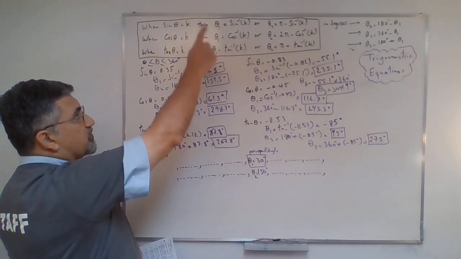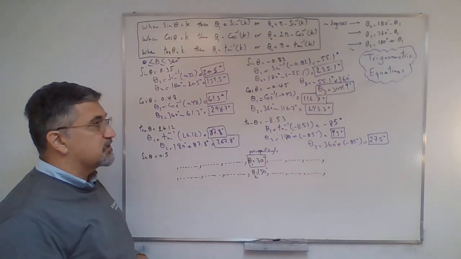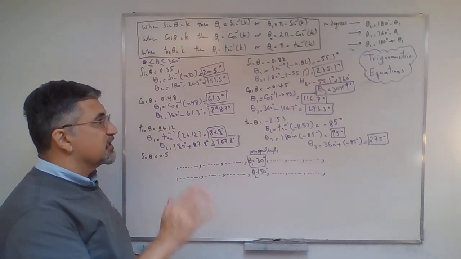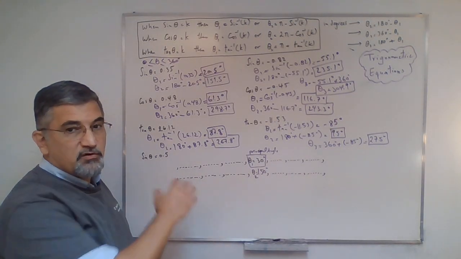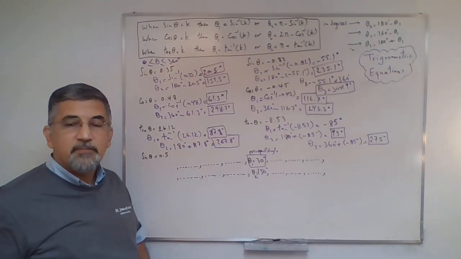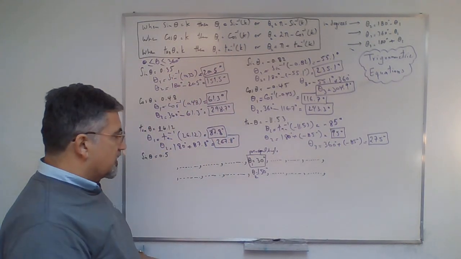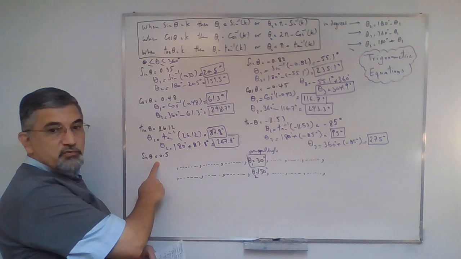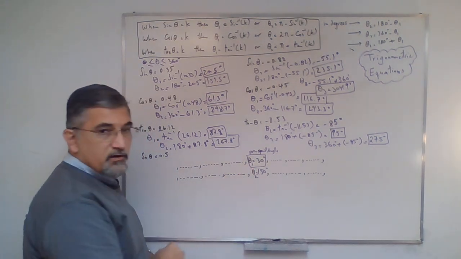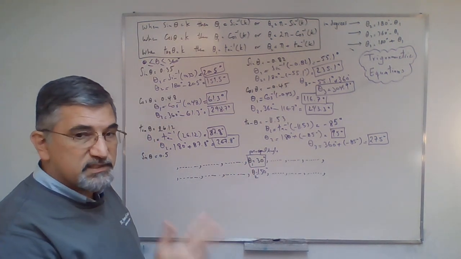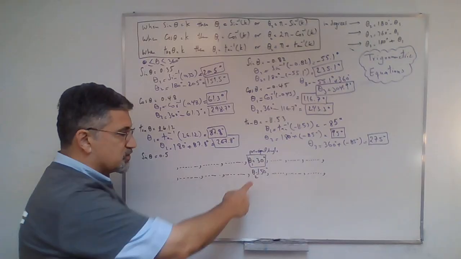So remember, those three formulas are becoming very handy, and you can actually solve any kind of simple trigonometric equation like all of these using those three formulas and those simple rules. For this equation, sine theta equals 0.5, I mentioned earlier that the first solution is 30. The second one is 180 minus 30, which is 150.